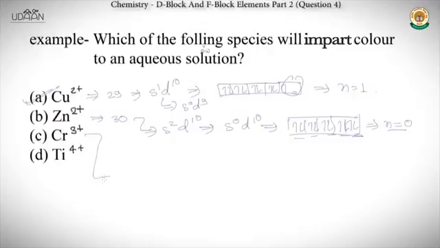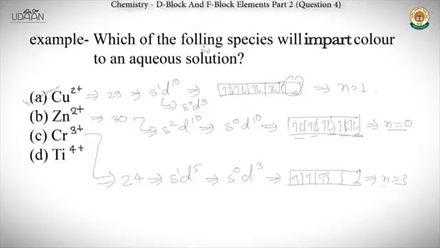Now coming to the third, Cr3+. Cr has an atomic number of 24 and its electronic configuration is 4s1 3d5. After removing 3 electrons, this will become 4s0 3d3. So 3 unpaired electrons will be there, 1, 2, 3, n equals 3. So d-d transition will take place and its solution will be colorful.